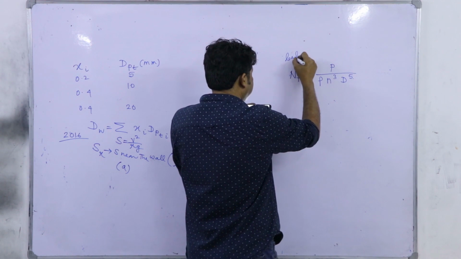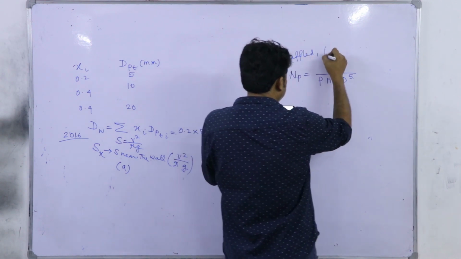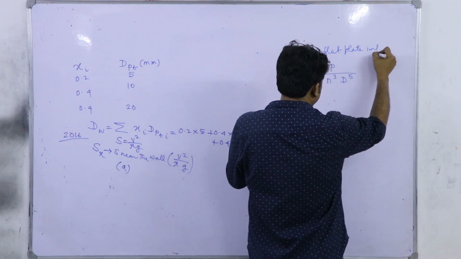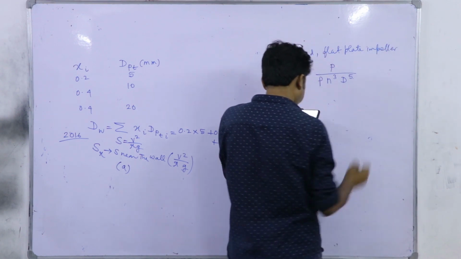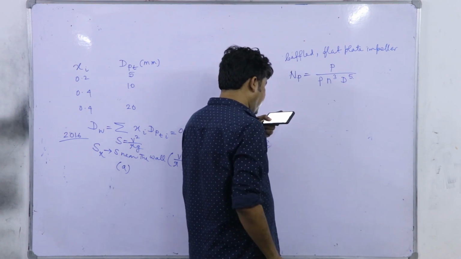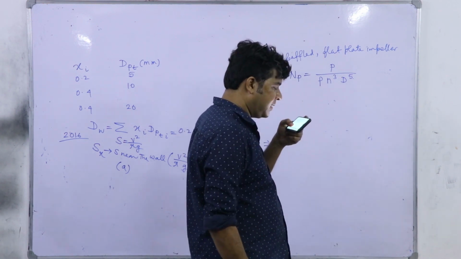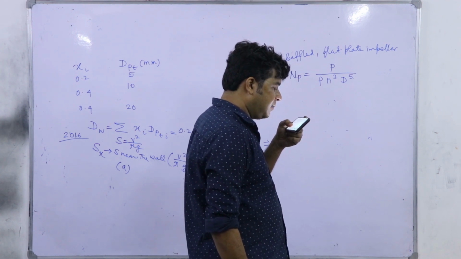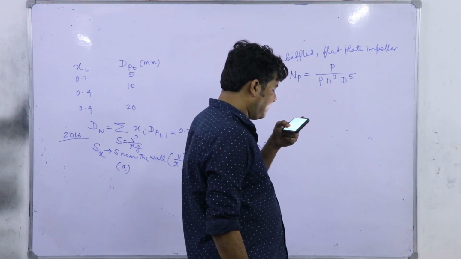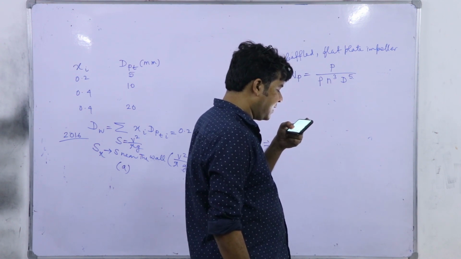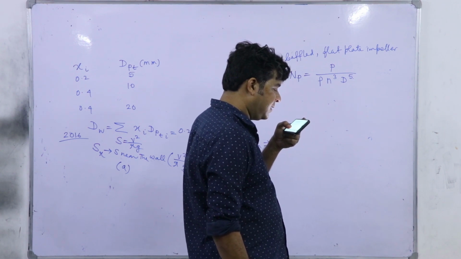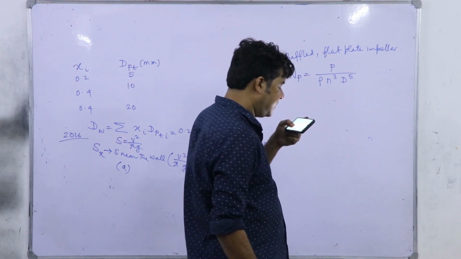It is a baffled flat plate impeller. Rho is the density of the fluid, N is the speed, and d is the diameter of the impeller. The diameter of the impeller is 1/3 of the diameter of the tank, and the height level is equal to the tank diameter. The impeller speed to achieve the desired degree of mixing is 4 rpm.